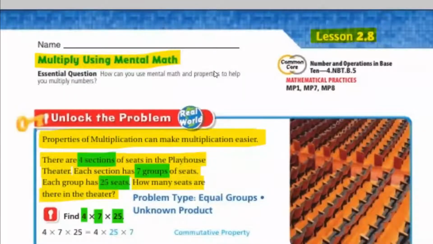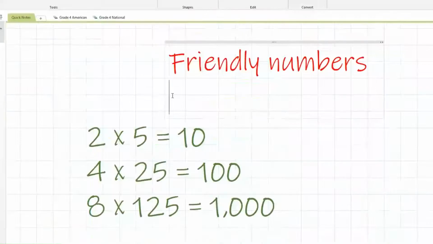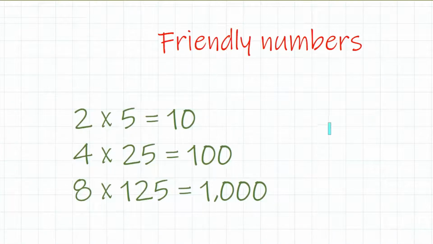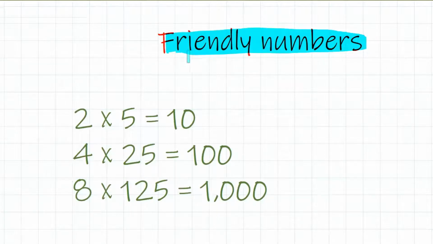Let's see. Before we multiply it, you have to keep in your mind this note. It's a very important note. You have to write it. What about these friendly numbers? If you see friendly numbers, you have to put them beside each other. So if you see 2 and 5 in your problem, you have to group them with each other because it will be easier if you multiply by 10.